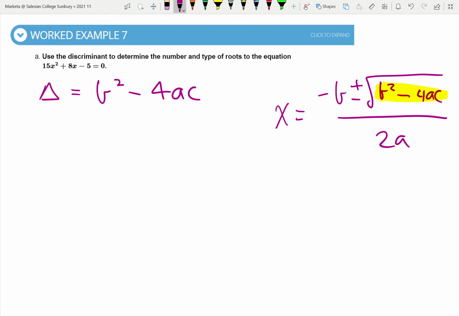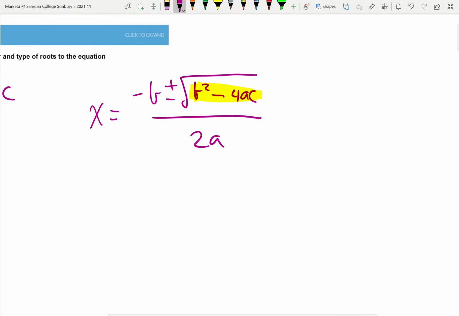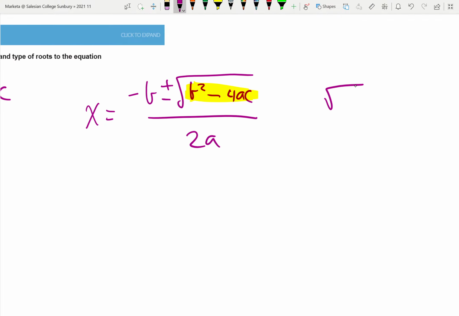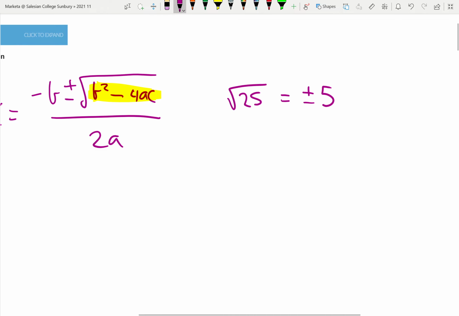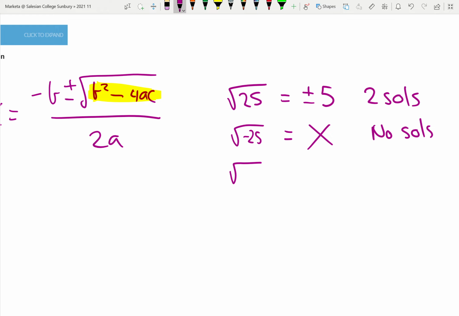So it makes sense then that if that is positive, so if we have the square root of a positive number, well, that can equal plus or minus 5. So that means we have two solutions. If we have a negative, well, you can't root a negative, so there's no solutions. And if you had a 0, well then the square root of 0 equals 0, so then there's just one solution.